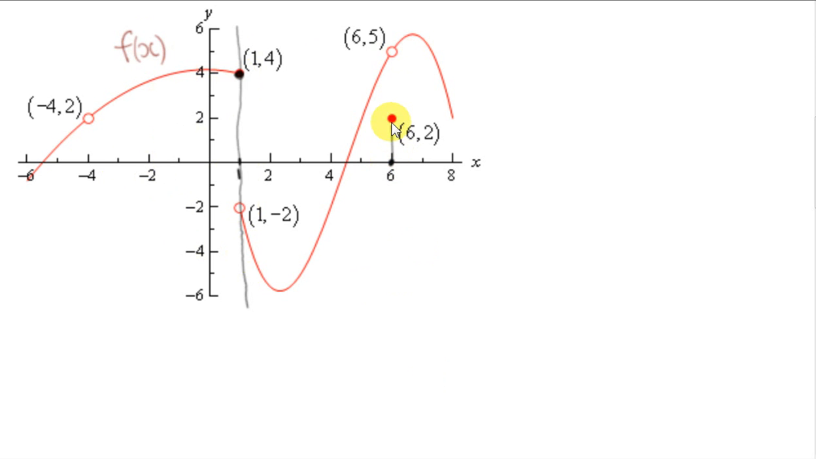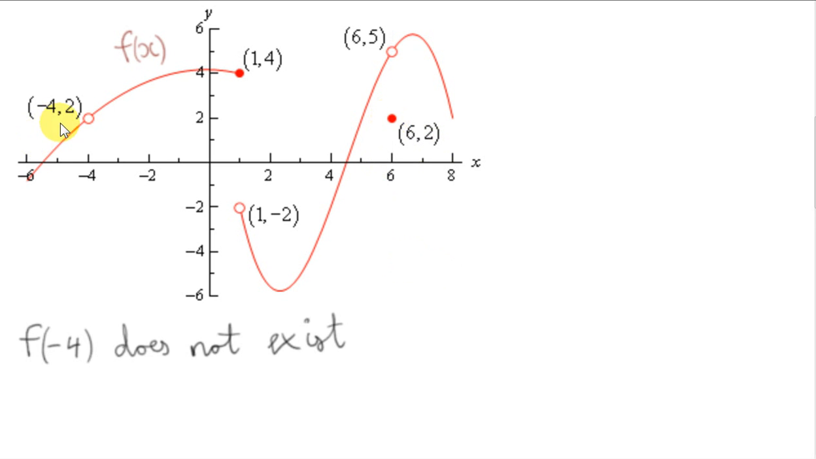Similarly at 6, this point has been removed. So this vertical line at x equals 6 cuts the graph at one point, namely the point (6, 2). Notice that f of minus 4 does not exist. That point has been removed from the curve. Let's consider the limit as x tends towards 4 from the left of f of x.